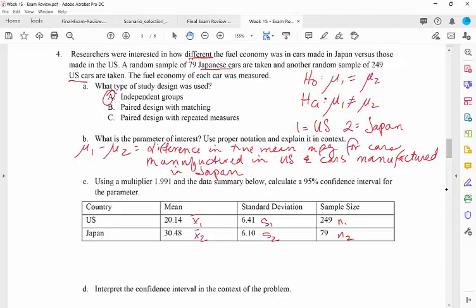And essentially you could take this statement about the parameter and set it equal to 0 for the null. So we could say the difference in true mean miles per gallon for cars manufactured in the US and cars manufactured in Japan is 0. And then for our alternative, we just say is not 0. Is that making sense? Yeah. Mm-hmm. Okay.